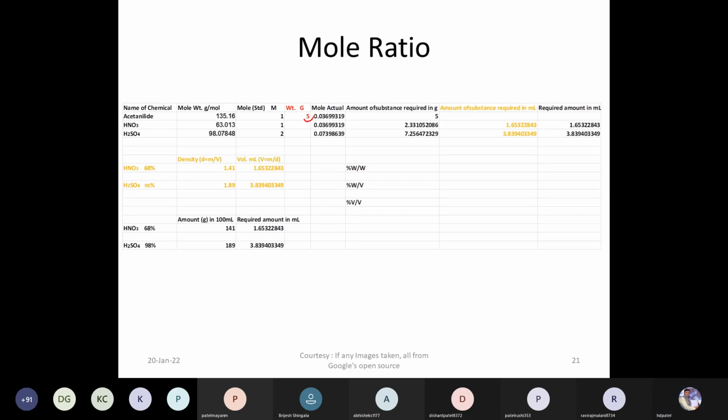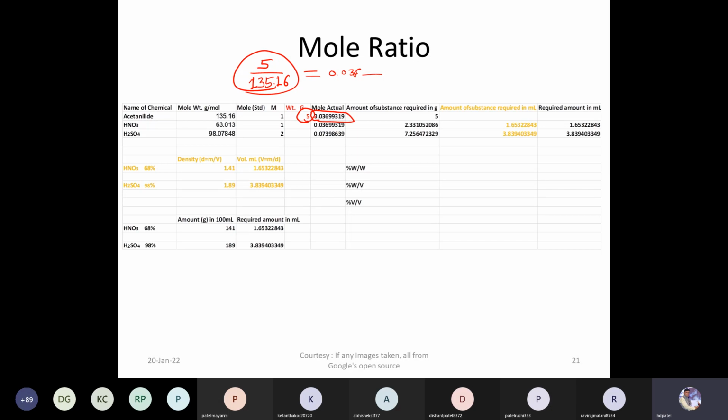Suppose here we want to start with 5 grams. These 5 grams of material, where do the moles come from? First, 5 divided by the molecular mass of acetanilide, 135.16. Based on this calculation we will get 0.036. Right. Now this is the mole of acetanilide.